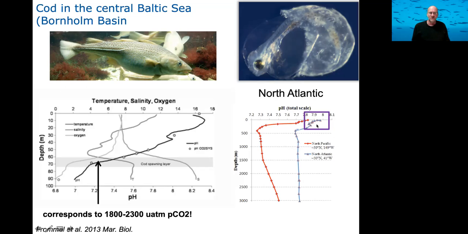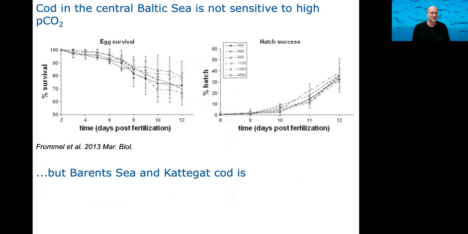So now, knowing that cod exists, of course, in the North Atlantic and in the Baltic Sea, we can derive some specific predictions. We would say, since cod is existing in the Baltic Sea, those larvae should be pretty much tolerant to those high pCO2 values, and not surprisingly, they are. That's from the PhD work of Andrea Frommel.